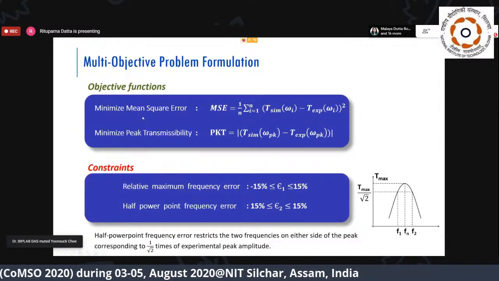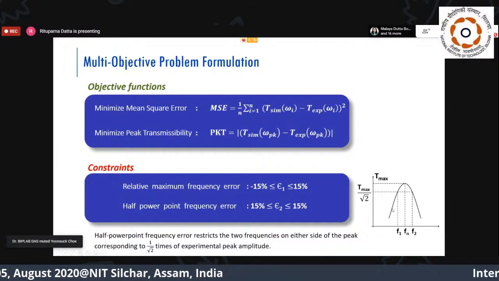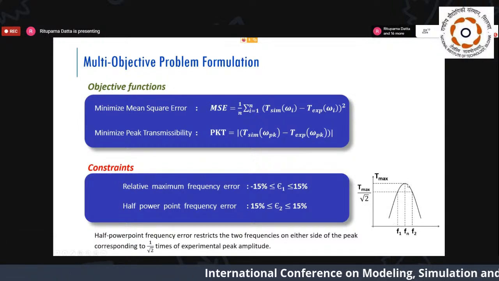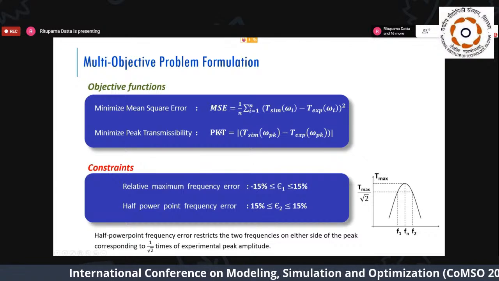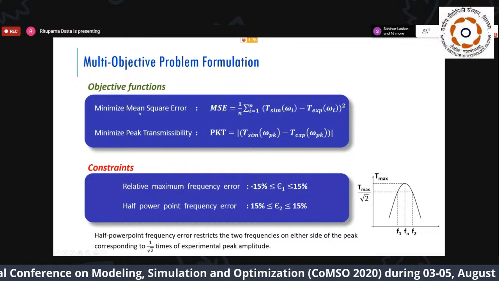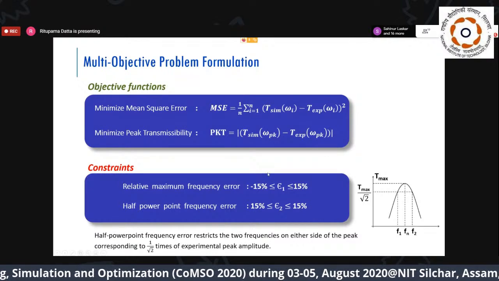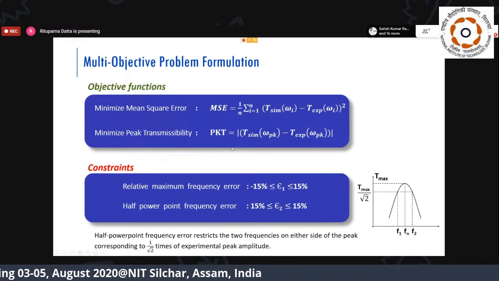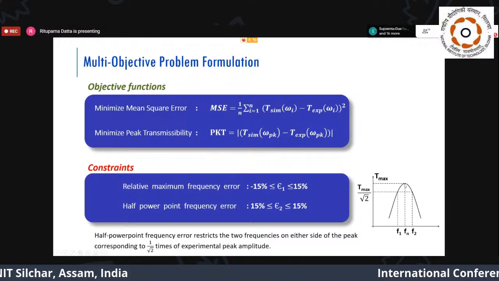Here we have two objective functions. One is based on the displacement transmissibility. We have to match the simulated one and the experimental one. And one is where we want to minimize the mean square error, in which we want to match the whole curve. On the other hand, we have peak transmissibility, where we want to match the peak.